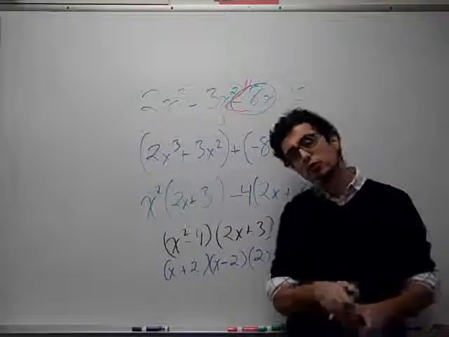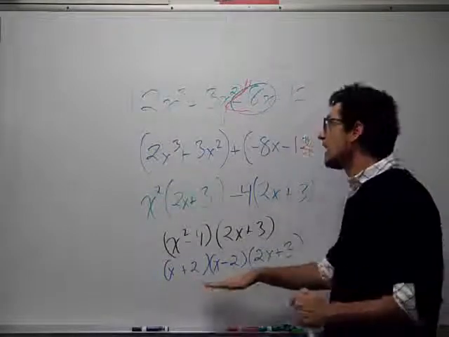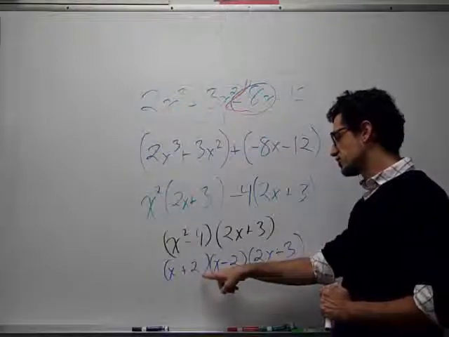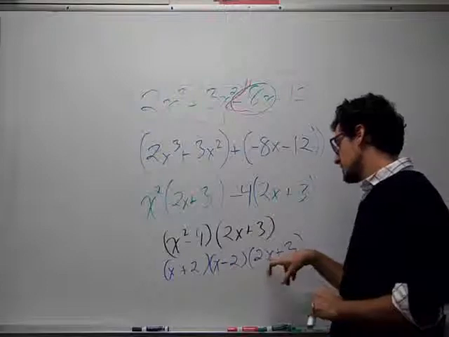So the final factored form of this original polynomial is x plus 2 times x minus 2 times 2x plus 3.